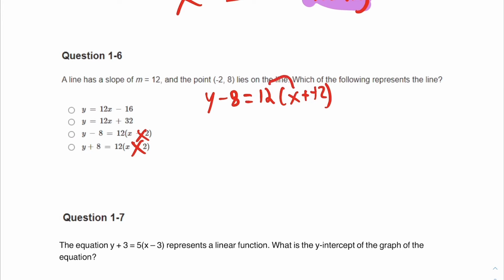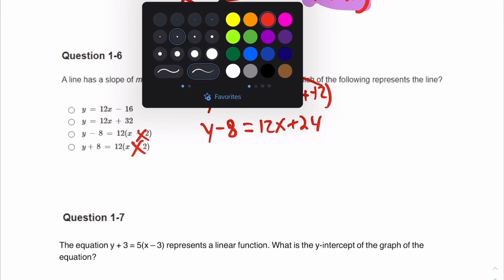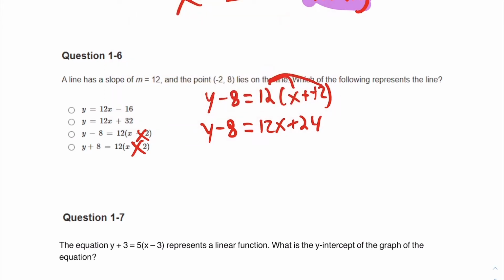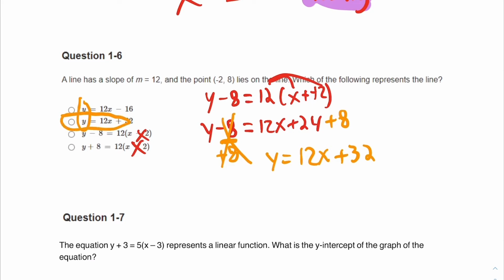Then let's distribute to get rid of the parentheses. 12 times 2 makes 24. If you look at the answer choices that are left, none of them have anything next to y, so that means we need to cancel out this -8. And we get y equals 12x plus 32, which is B.